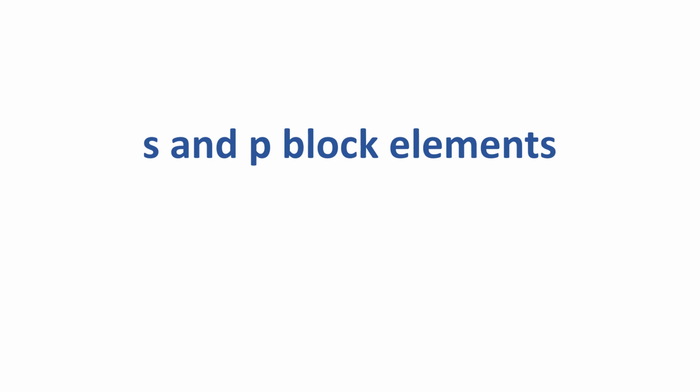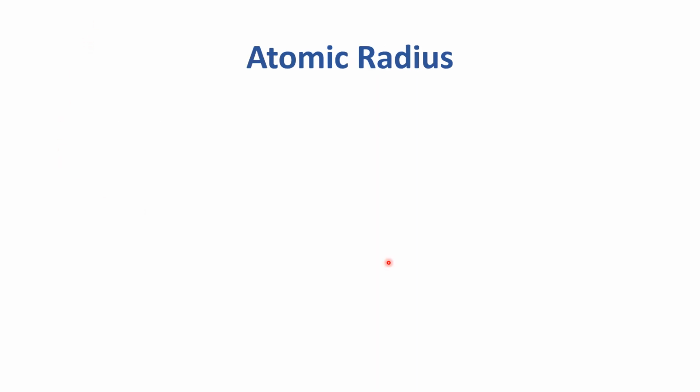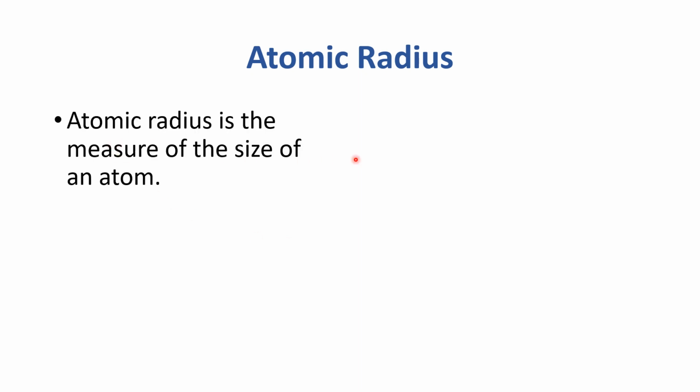The topic we are going to discuss is S and P block elements, and the subtopics are atomic radius and ionization energy. Let's define atomic radius. Atomic radius is the measure of the size of an atom.